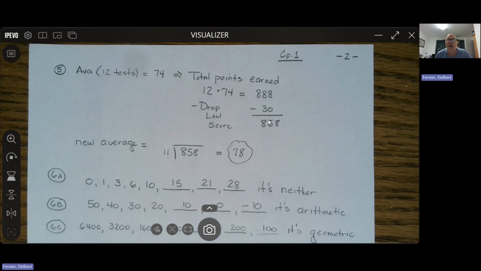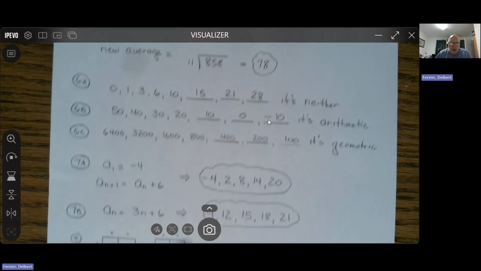So you find out how many points she accumulated by taking 12 times the 74, which is her previous average. That's 888 points. Take away the 30. All right, so now that's 858 points. But remember, now you're only averaging 11 scores and not 12. So take the 858 and divide by 11, and you find that Susie's new average is 78. So she went up from 74 to 78.